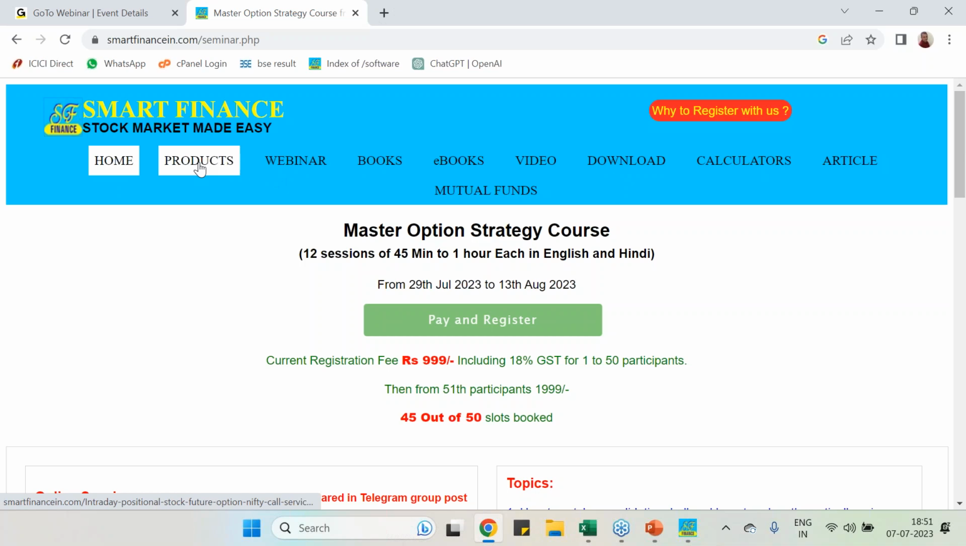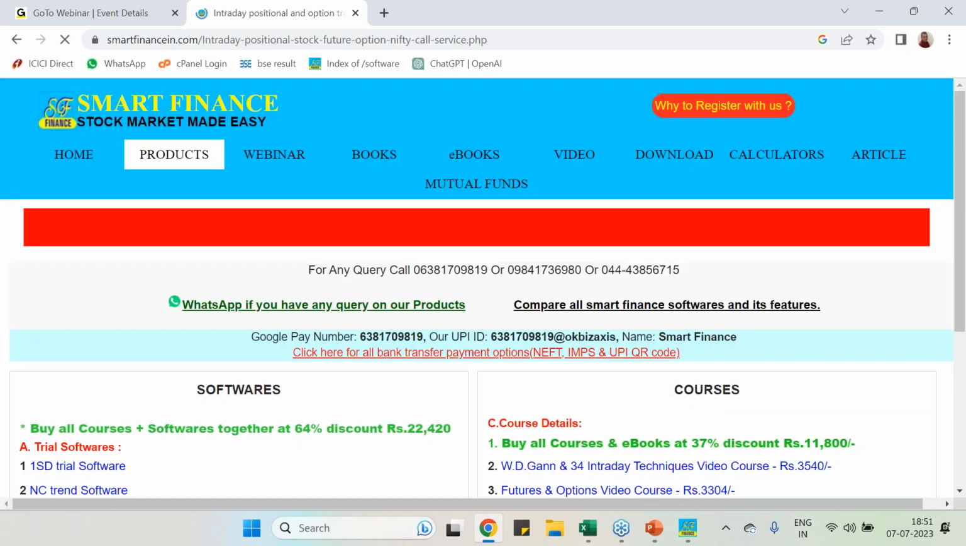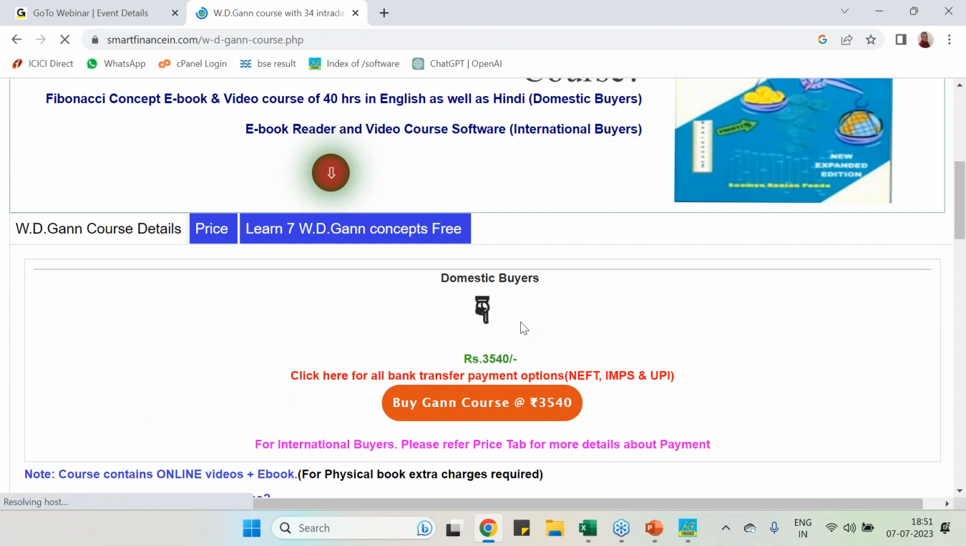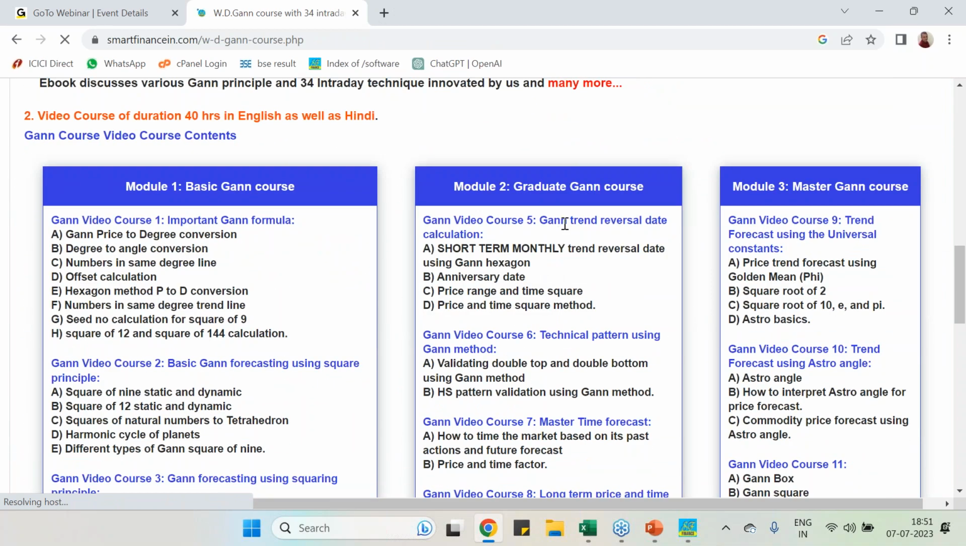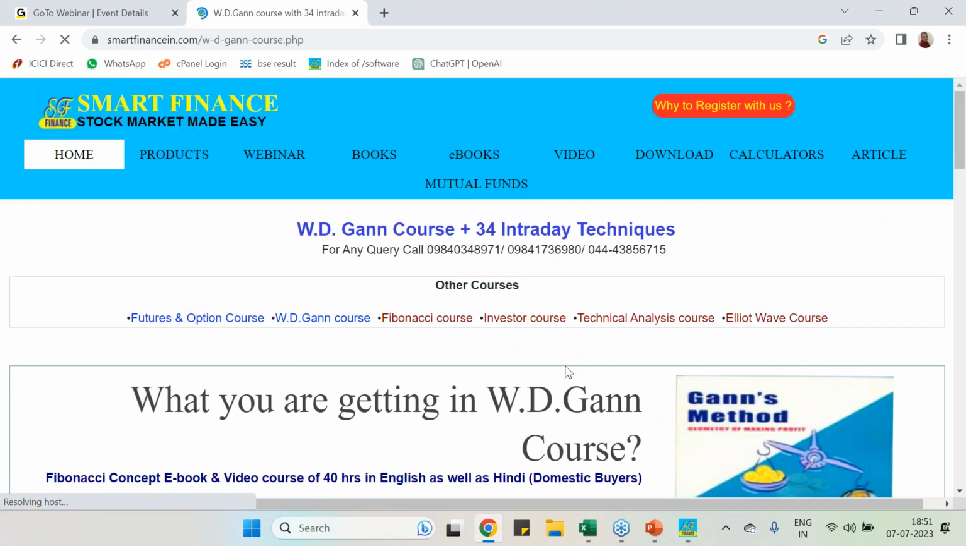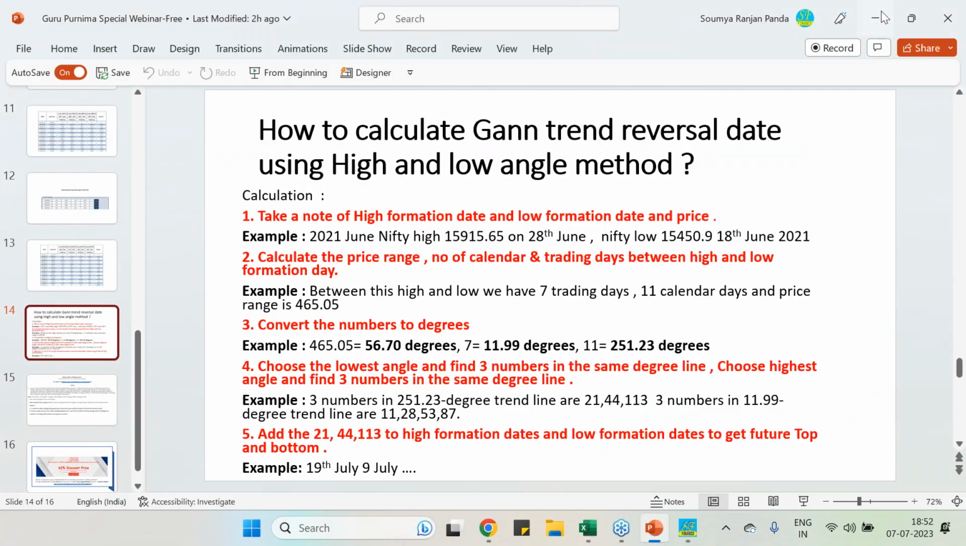Those who have our WD Gann course will know how many trend reversal dates there are. 5 Gann trend reversal dates, 4 to 5 methods we have given. And in that group, for those who are members, I have given static trend reversal dates.